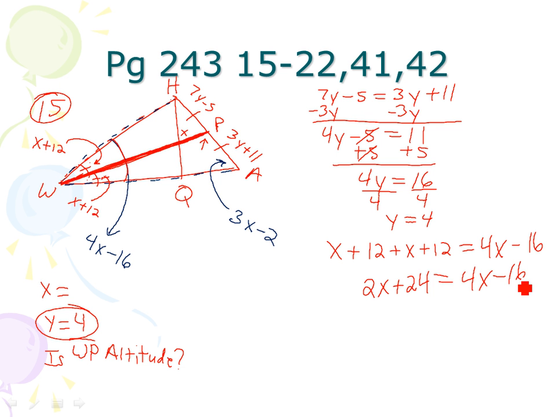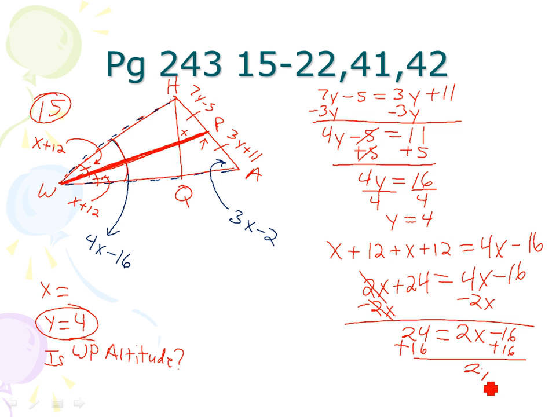Now what do we do? These cancel, left with 24 equals 2x minus 16, then what? So 2x equals 40, what's x equal then? Alright, so we got the two easy things done.